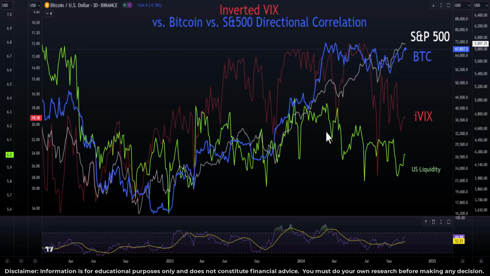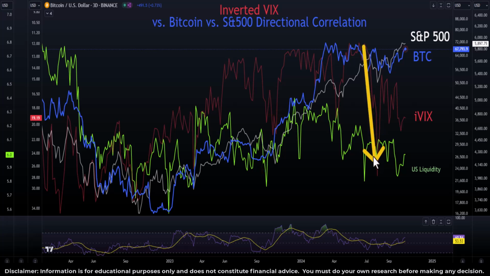Zooming out a little is a pretty good idea. You can see US liquidity is still getting pulled out of the market, even though we've had a little bit of an uptick. There's no change in trend here. It's not like it's broken up and, hey, we're getting funded. No, it's not that at all.